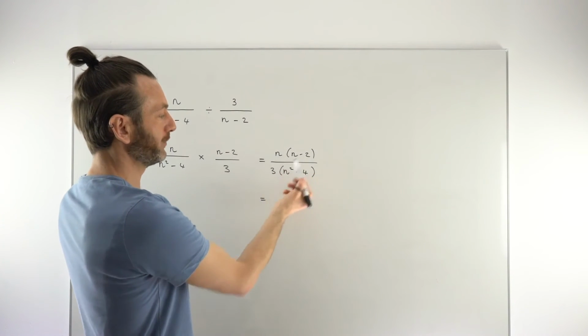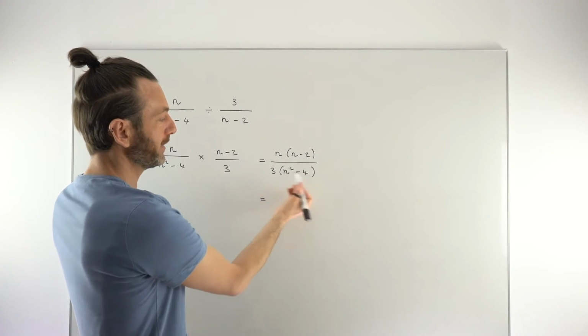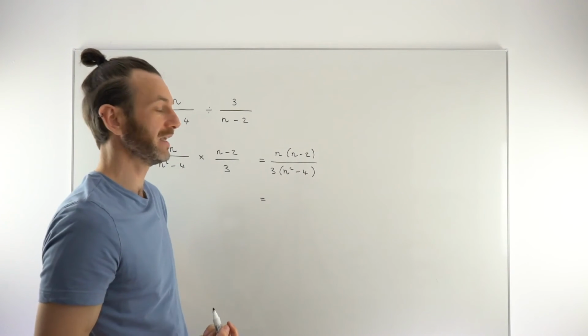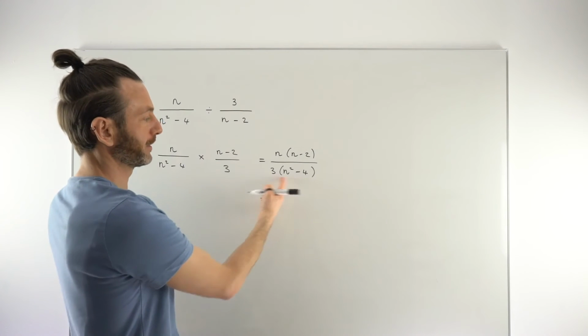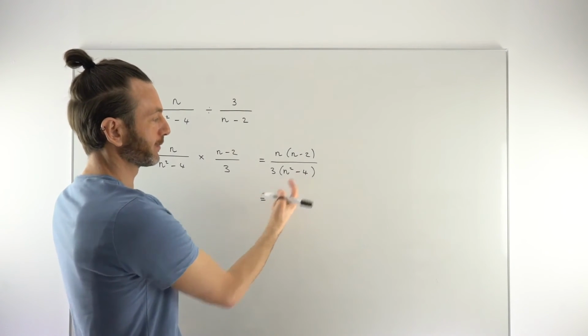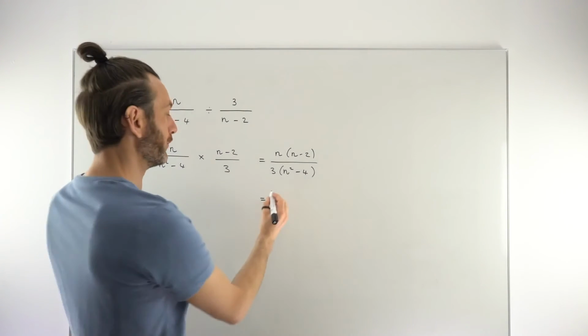The top line's already fully factorized. The bottom line is factorized with a common factor of 3, essentially, although we never manually factorized it, it just happened to end up coming out like this. But this is a difference of squares, so that difference of squares will factorize.